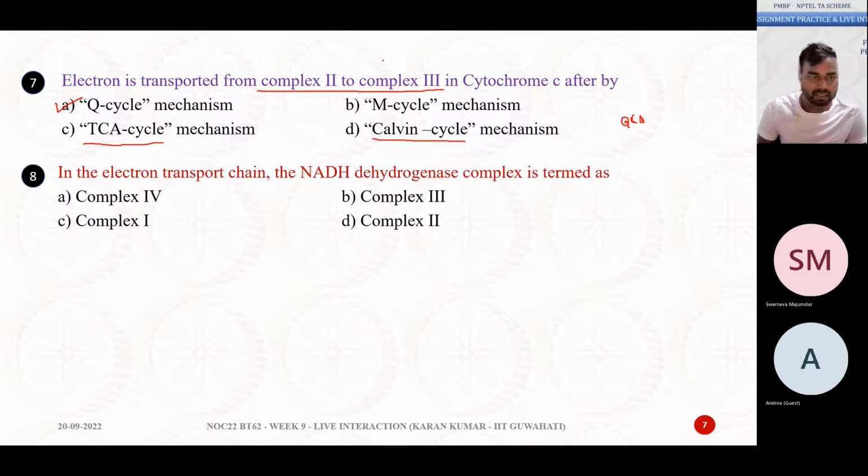Okay, now the next question is: in the electron transport chain, the NADH dehydrogenase is termed which complex? Which of the complexes is called NADH dehydrogenase? You have 4 complexes from 1 to 4. Your options are complex 4, complex 2, complex 3, complex 1, complex 2. Which is called the NADH dehydrogenase? Which complex?